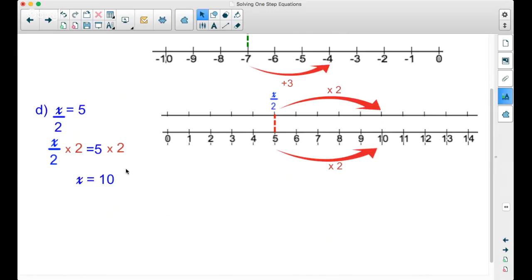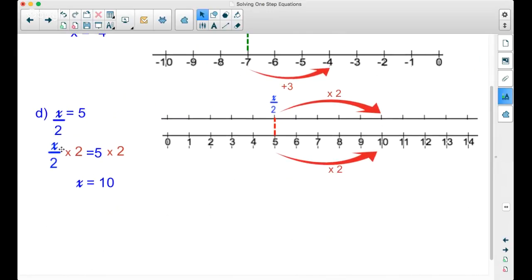So the way that we solve one-step equations is just by performing inverse operations. We saw here a double number line worked really well. At some point, you might be ready to move on beyond the number line, in which case you can just think about inverse operations.